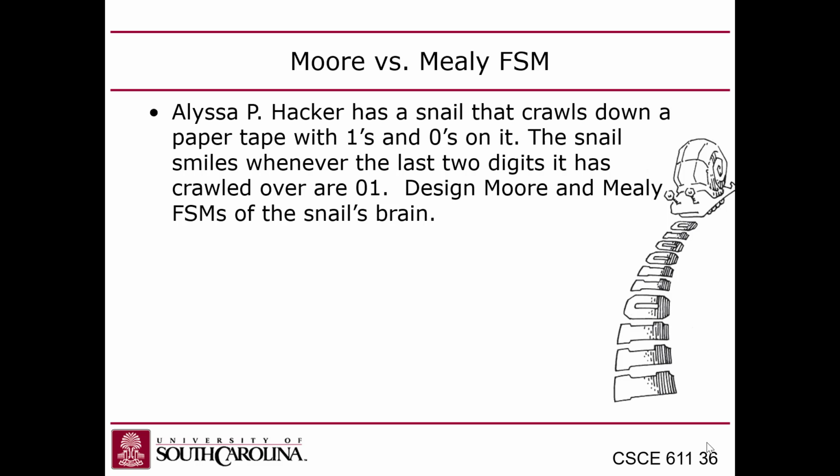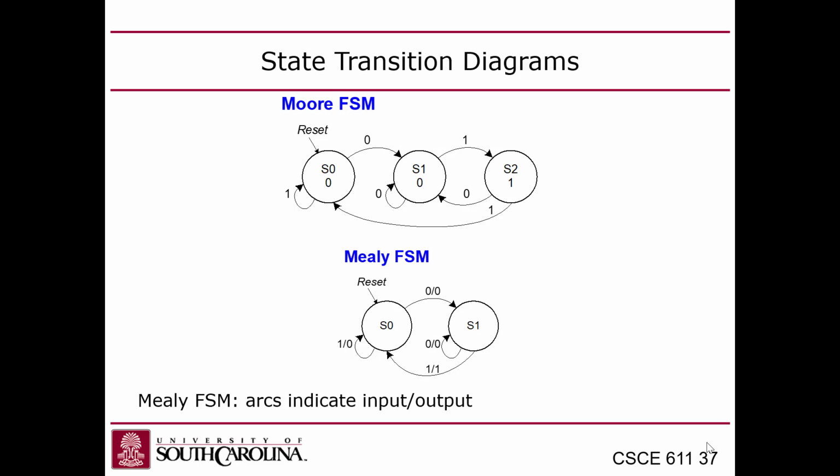So in a Moore machine, don't forget about the Mealy for a second. In a Moore machine, we'll have a reset state at S0. If the snail sees a 0, it'll travel to this S1 state that serves as an intermediate state. That means I've seen part of the pattern. I'm looking for the pattern 0, 1. I've seen half of the pattern, at which point I can see the second half. If I get a 1, I'll go to state S2, where I'll output smile.